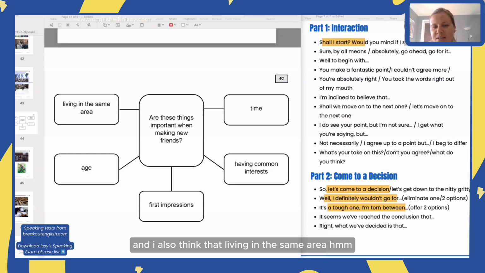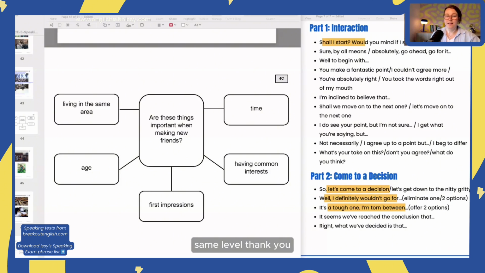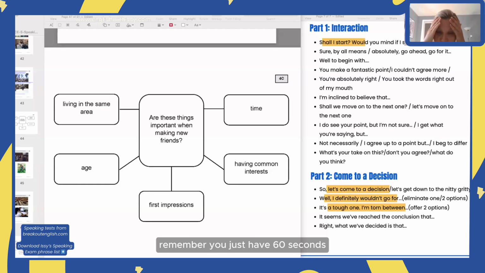And I also think that living in the same area is at the same level. All right. Thank you. Okay, everyone seems to disagree with each other today. There's no decision making in our negotiation. Guys, remember, you just have 60 seconds.